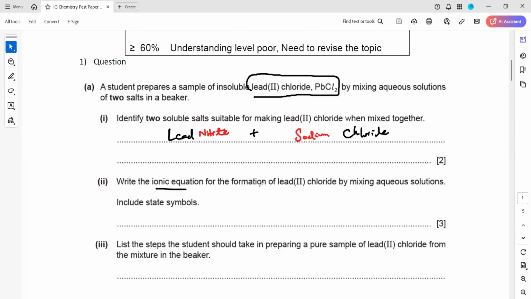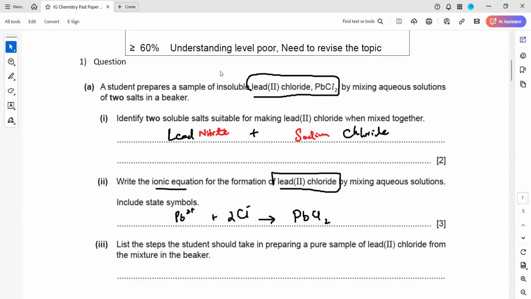Then write an ionic equation for the formation of lead 2 chloride. So we want to produce this lead 2 chloride, or PbCl2. If we want to produce it, what are the ions present? Pb2+ and Cl-. So we need lead, which is 2 plus, and we need chloride ion, which is minus, but how many of them? We need 2 of them.